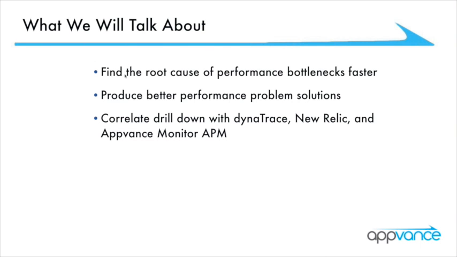So what I intend to talk about is using root cause techniques to find the root cause of performance bottlenecks faster in your apps. That hopefully will produce better app performance overall, because you'll be able to solve those problems more rapidly. And it's not meant to require any giant heavy lifting. Instead, there are popular products like dynaTrace, New Relic, and even Appvance has its own monitoring capability. And I'm going to show how those are brought together into one solution.